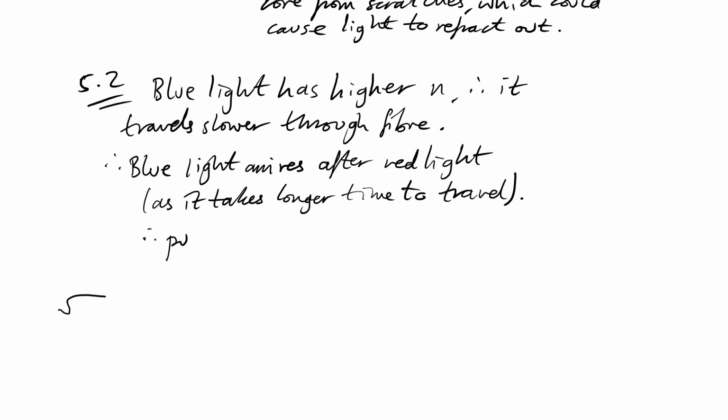Therefore, we end up sending this, but we end up receiving that, because the red and the blue light are arriving at different times, whereas before they were sent at the same time. So we can say the pulse has been broadened.